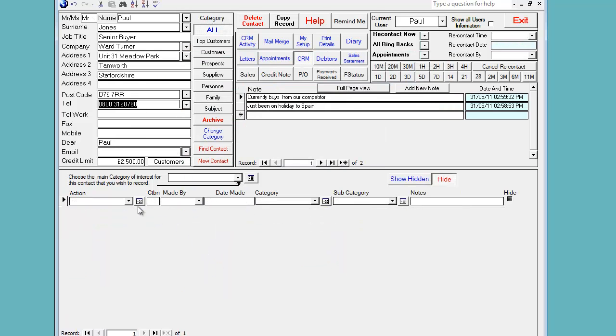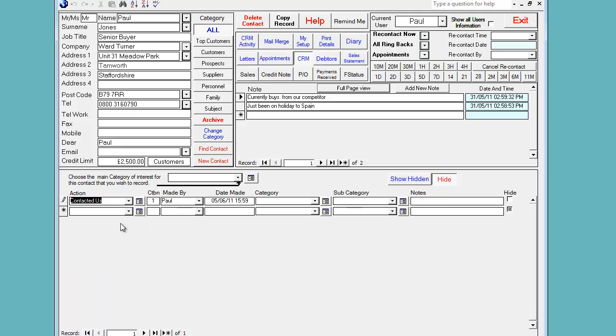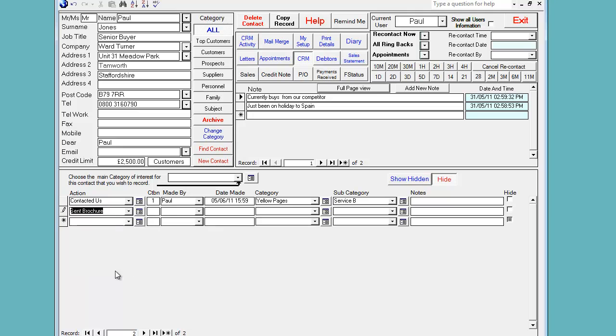And let's say this time that Mr. Paul Jones of Ward Turner actually contacted us via Yellow Pages, and that he was inquiring about Service B. We can still say that we've sent out a brochure about Service B, and that the interest is medium.